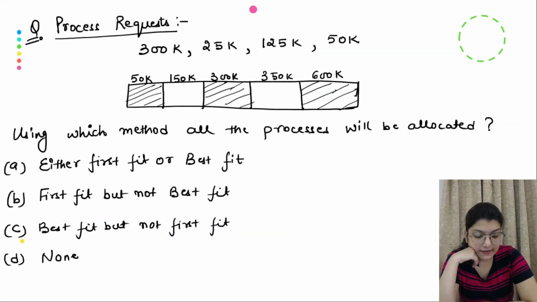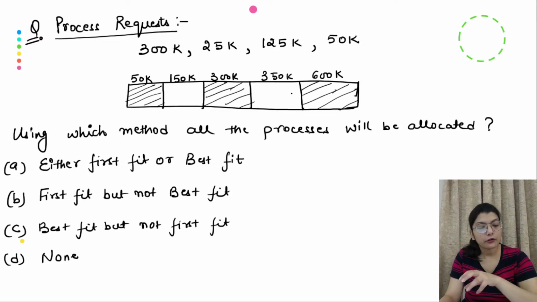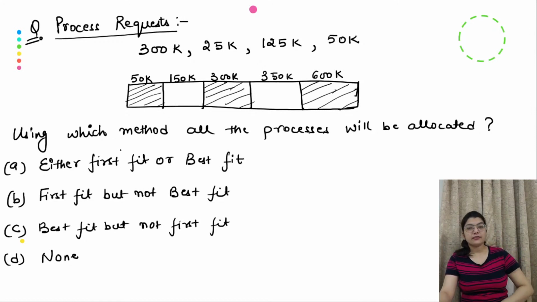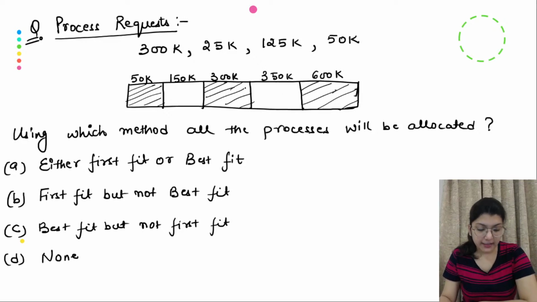So they are saying that these are the process requests 300K, 25K, 125K and 50K, and this is the memory given to you, out of which 50K blocks, 50K, 300K and 600K are already occupied. Okay, so they are asking that using which method you can allocate all the processes in these given blocks. Okay, the ones where memory is not occupied.